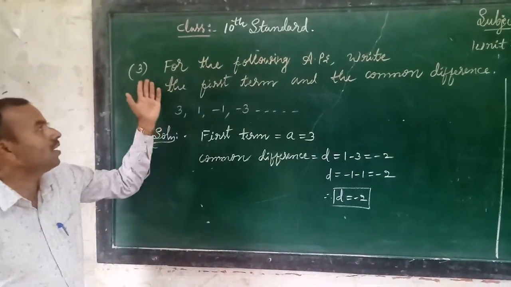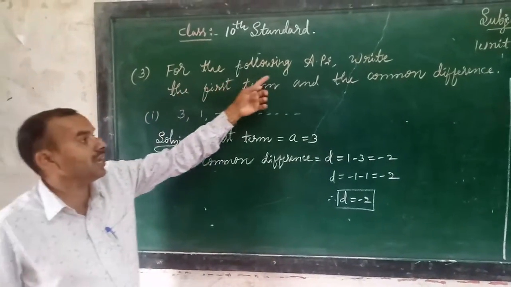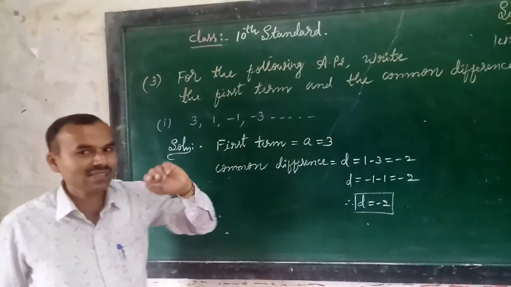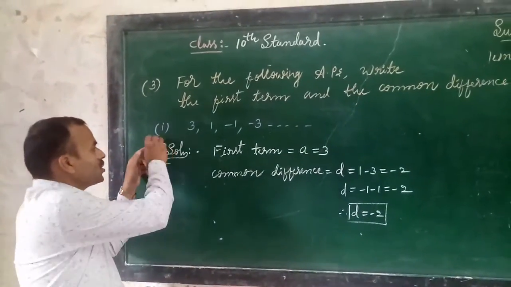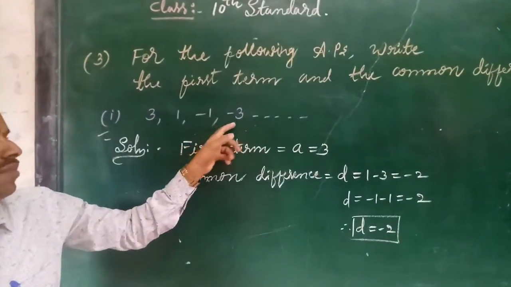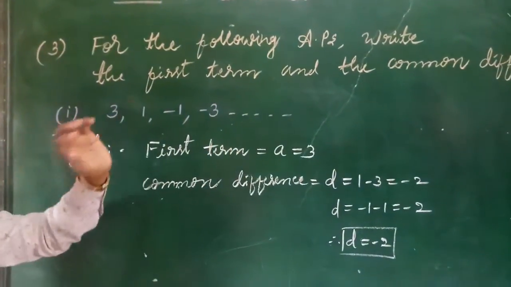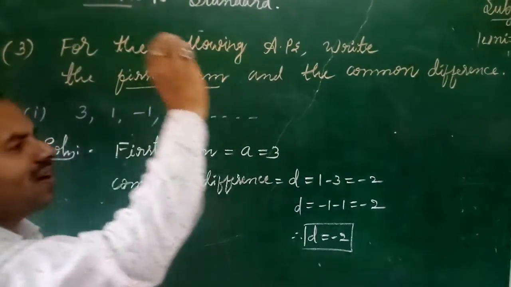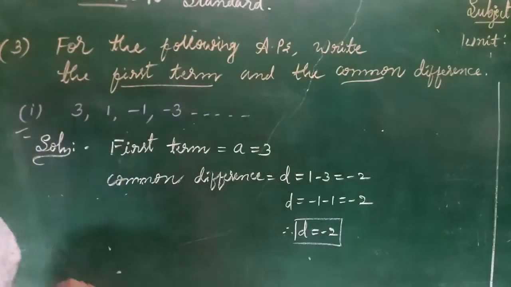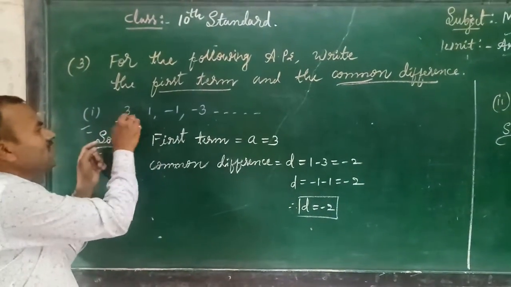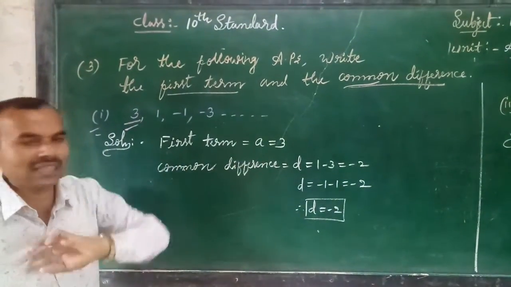Okay, dear students. Third question. For the following APs, write the first term and the common difference. First problem is 3, 1, -1, -3 and so on. In this problem, we just identify the first term and common difference. First term A is equal to 3.